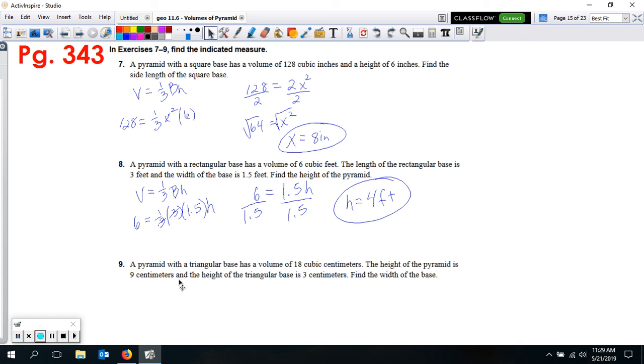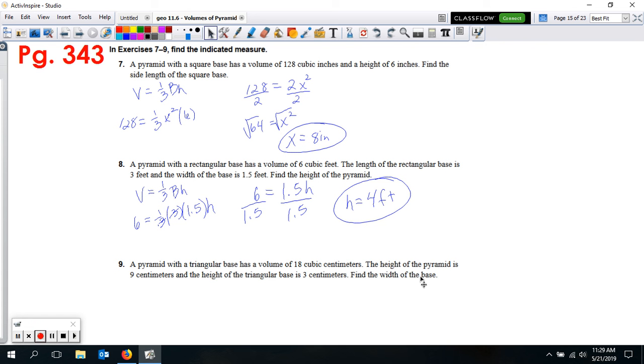And the height of the triangular base is 3 centimeters. So just the height of that base. So 9 is the height of the whole pyramid. That's this h. The 3 is the height of the base. That's going to be used inside for the base area. We're trying to find the width of the base.